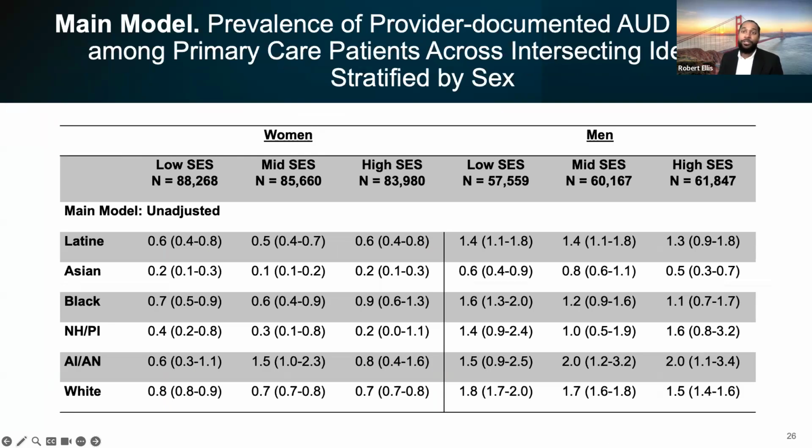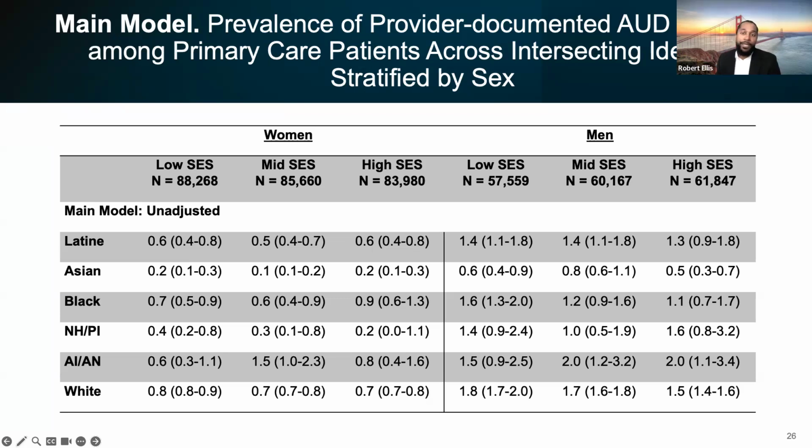And so our main model shows the prevalence of provider documented AUD, with 95% confidence intervals, among primary care patients across intersections of race and terciles of SES, again stratified by sex. The sex and SES terciles are at the top, and the race and ethnicity are on the side. Our main analysis was unadjusted to see the real-world prevalence of provider documented AUD, and the overall prevalence was 1% and appeared to vary across intersections.